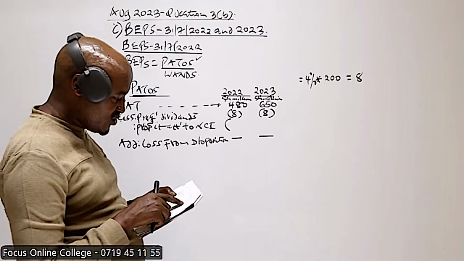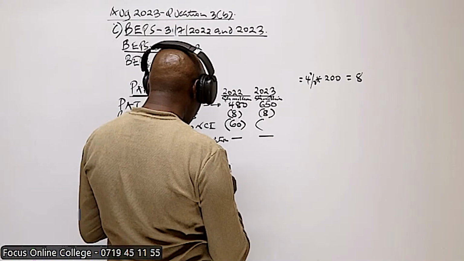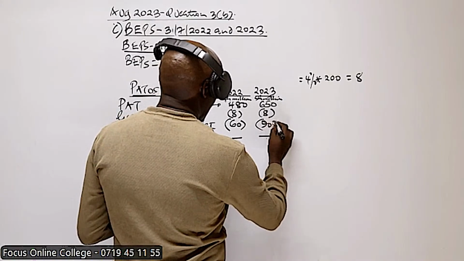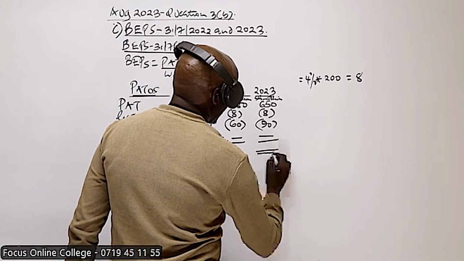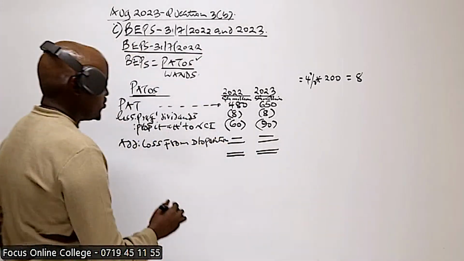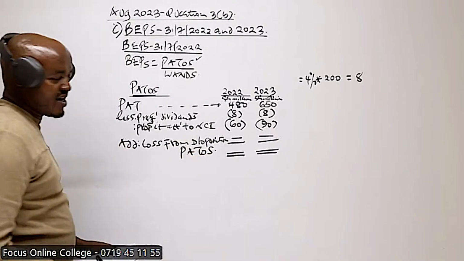For 2022, that one is 60. And for 2023 is 90. Take into account, we don't have any loss from discontinued operation. We should be able now to get our PATMI.